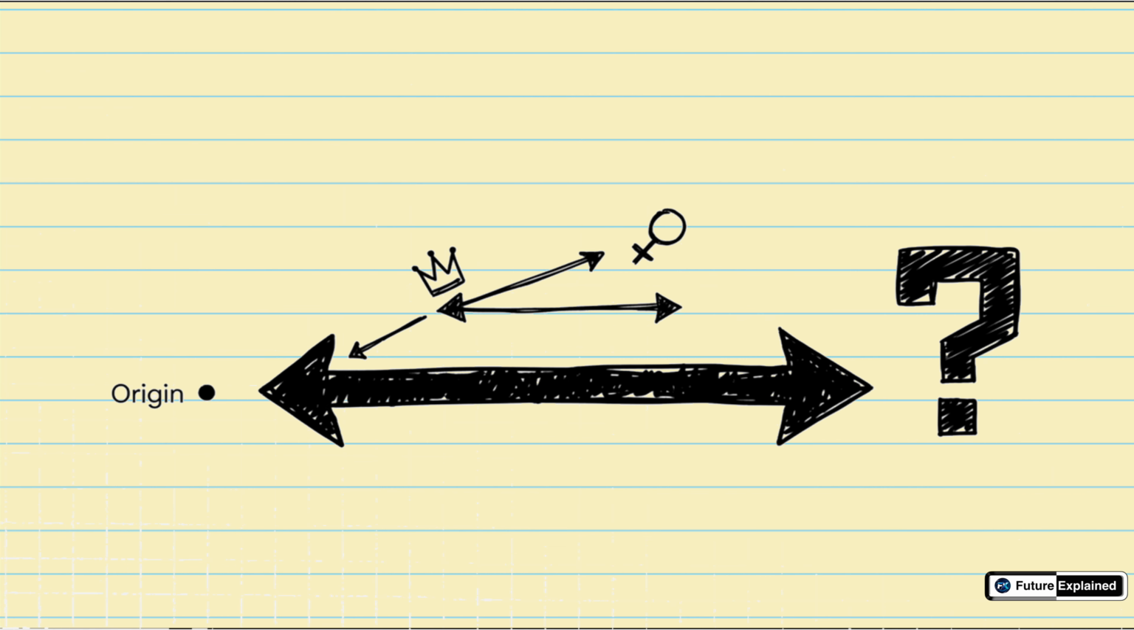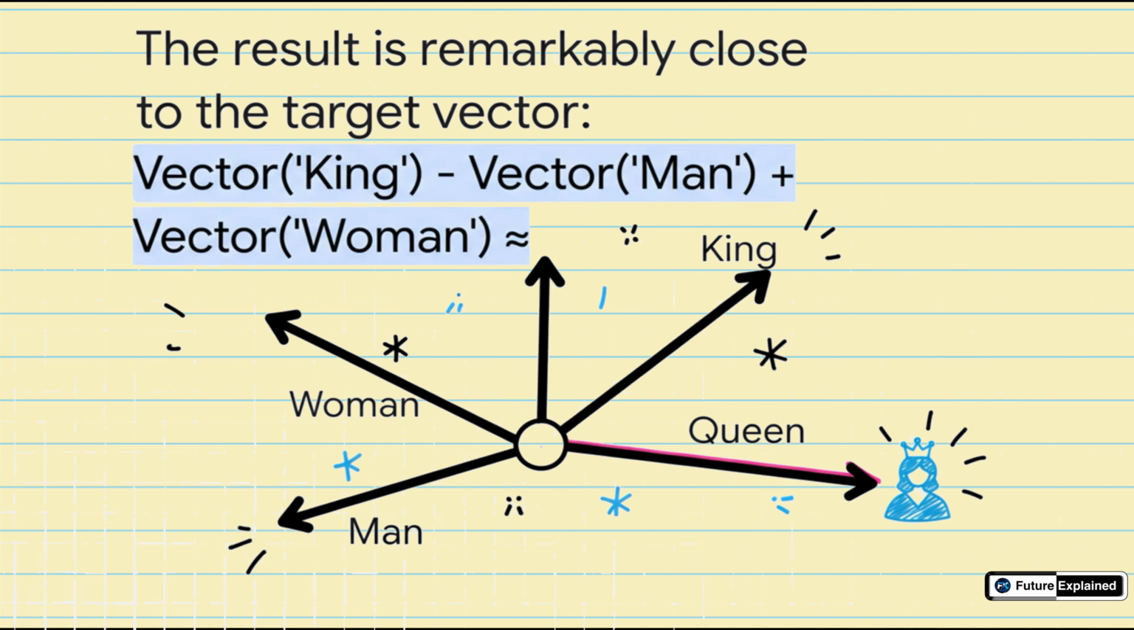Now, let's take that and add the vector for woman. Any guesses what we end up with? Boom! The result is a vector that is incredibly, almost spookily close to the actual vector for the word queen. This is mind-blowing, right? It shows that meaning isn't just a label, it's literally encoded in the geometry of this mathematical space. Concepts like gender and royalty are just directions you can travel.